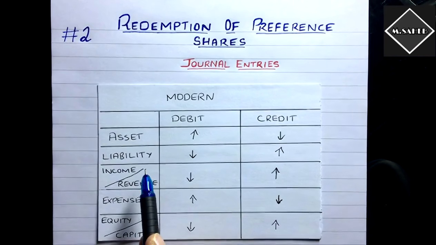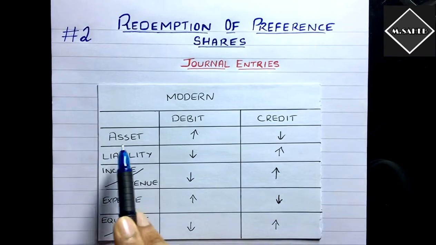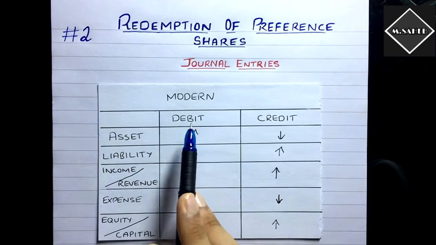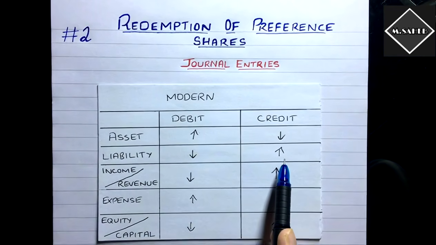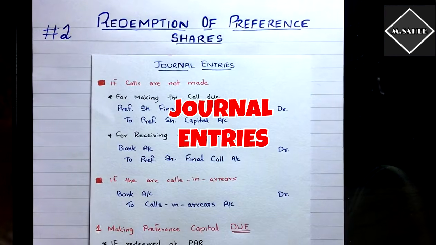So the two groups, asset and liability, are exactly opposite. Whenever asset increases, you debit. Whenever asset decreases, you credit. Whenever liability decreases, you debit. Whenever liability increases, you credit. Simple. These are the simple rules of debit and credit. We will use these rules because we are passing journal entries, so I'm starting with the very basics. Let's see the journal entries and how to do redemption of preference shares. Now here we have the journal entries of this chapter. See here, it's very simple.